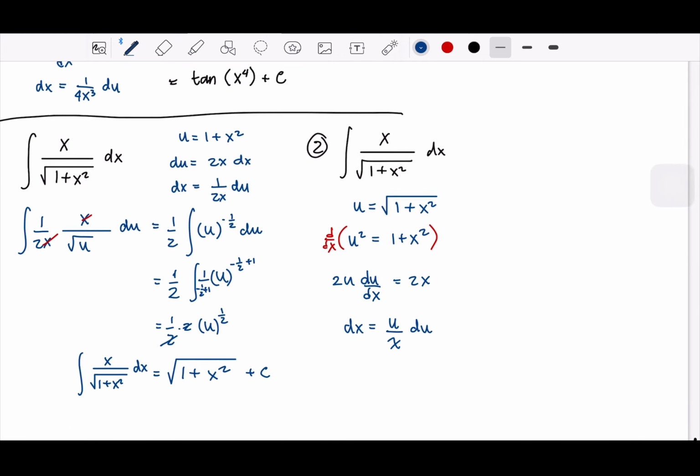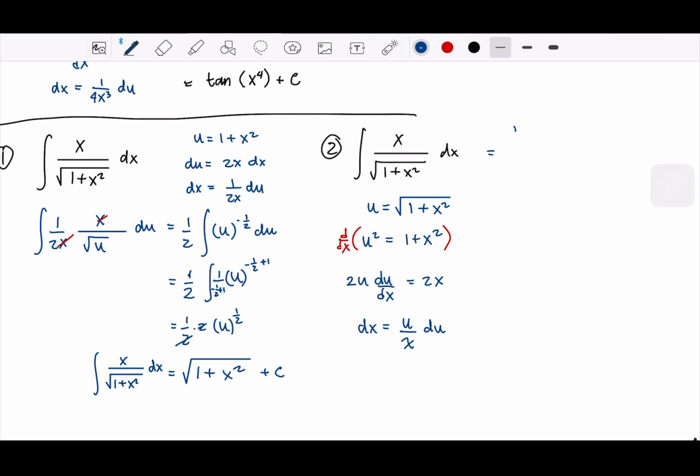And then this part becomes the integration of x over u multiplied by u over x du, which means this is just the integration of du, which means we have u plus some constant, where u is actually square root of 1 plus x squared, plus c.